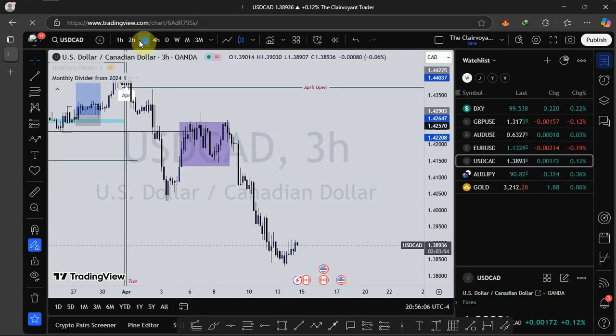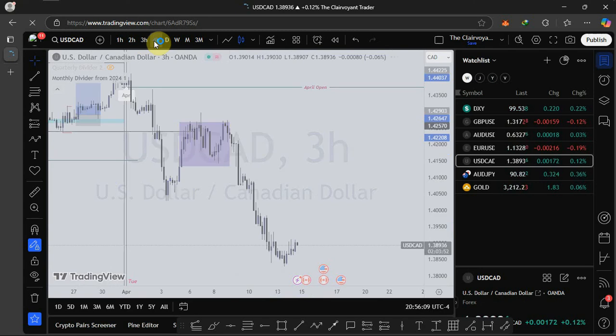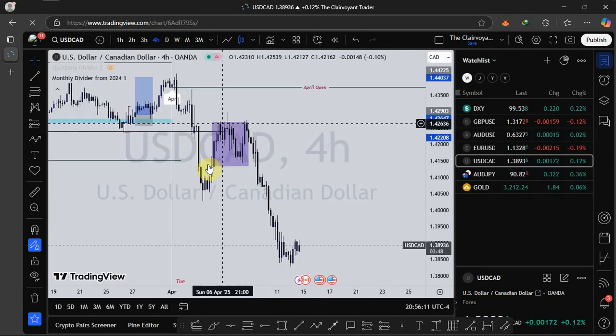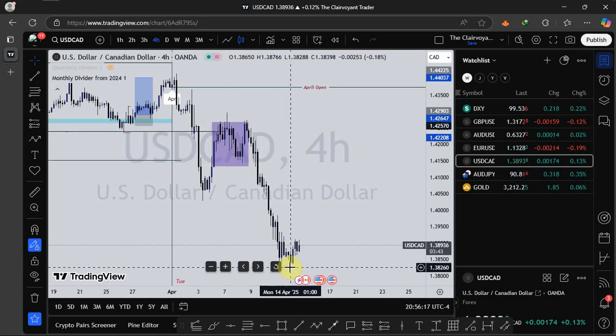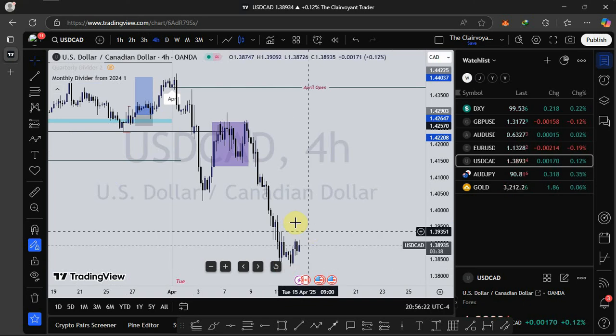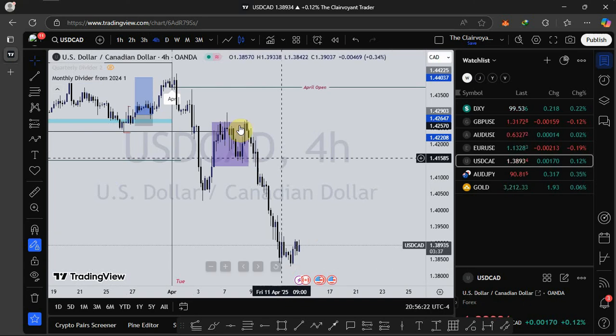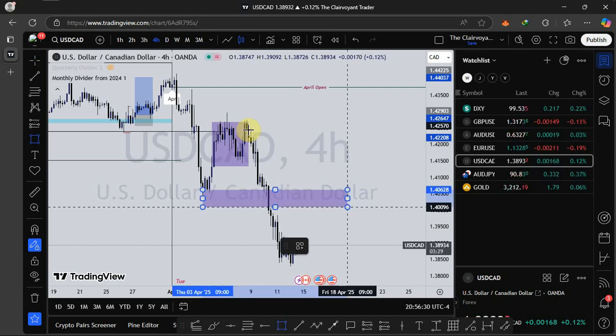If you can see on the 4 hour, we had a consolidation phase, a manipulation phase, and then the next thing is distribution. But I'm not expecting a distribution phase to get up here. I'll expect to see price push right here, into the zone right here. Then we see a push down.